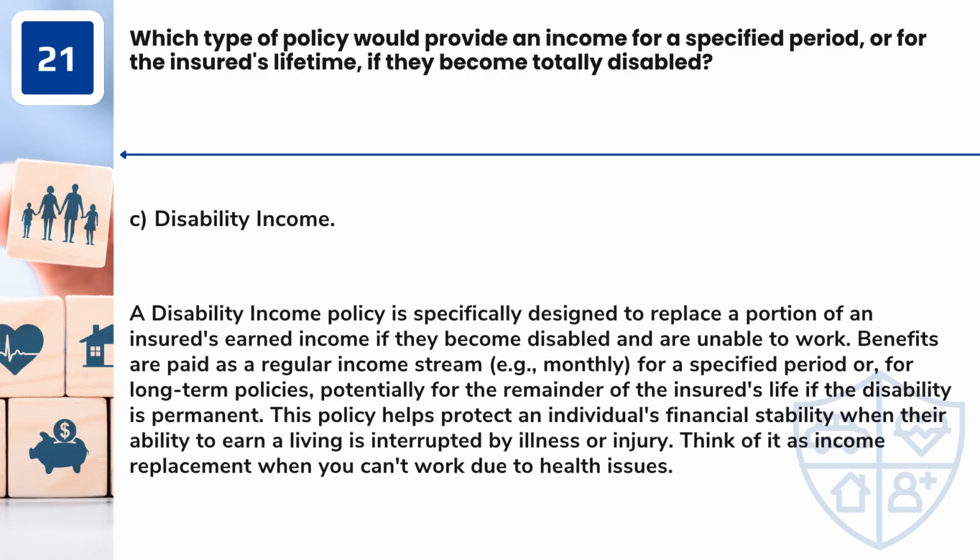Answer: C. Disability income. Explanation: A disability income policy is specifically designed to replace a portion of an insured's earned income if they become disabled and are unable to work. Benefits are paid as a regular income stream, e.g., monthly, for a specified period or, for long-term policies, potentially for the remainder of the insured's life if the disability is permanent. This policy helps protect an individual's financial stability when their ability to earn a living is interrupted by illness or injury. Think of it as income replacement when you can't work due to health issues.